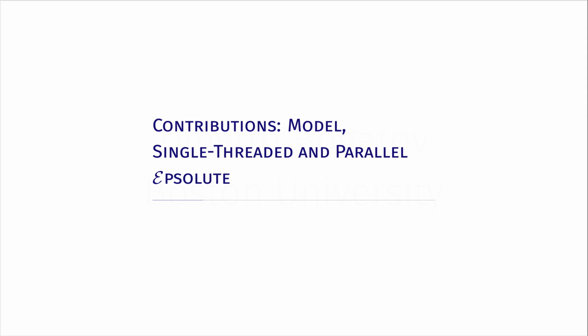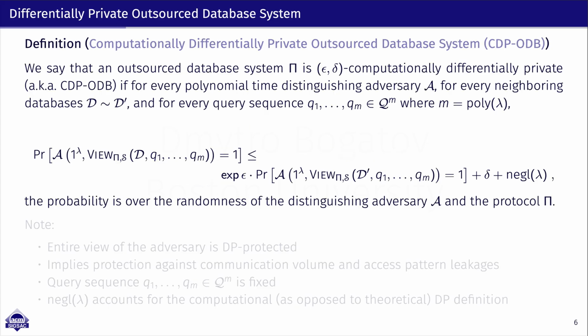In this section, we will describe our contributions. We will explain the updated model and the single-threaded and parallel constructions that are secure in this model. Let me introduce the differentially private outsourced system. We essentially require the views of the adversary in the outsourced model to be similar as defined by differential privacy.